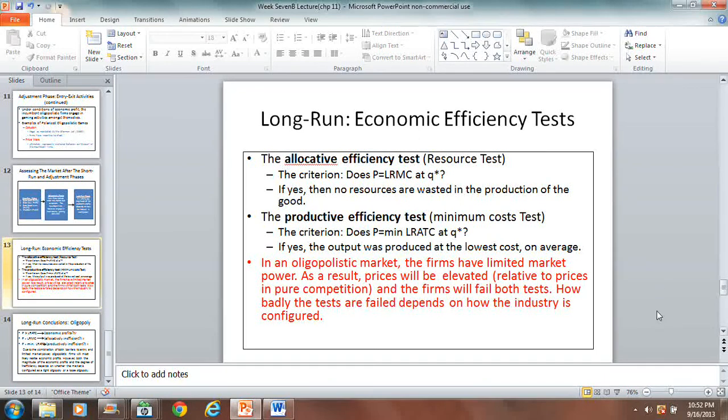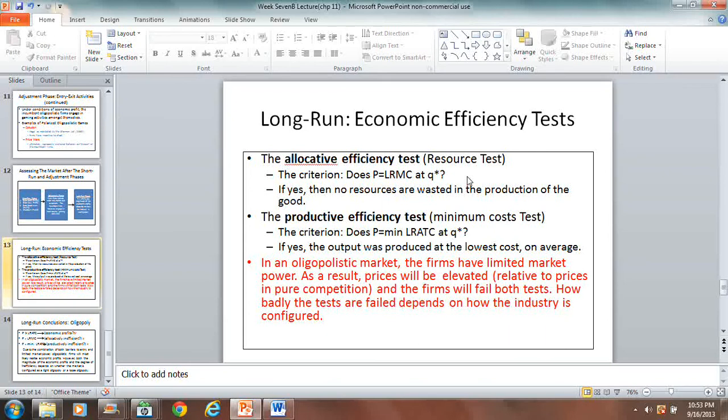Well, if you remember, there's the allocative efficiency test, which is the resource test, which says we compare price to long-run marginal cost at Q star. For this particular test, I think we can be pretty comfortable concluding that price is going to be greater than long-run marginal cost at Q star, because the firms have market power. When market power exists, we can expect the price to be somewhat greater than long-run marginal cost. Now, how much greater depends on the type of oligopoly we're studying.